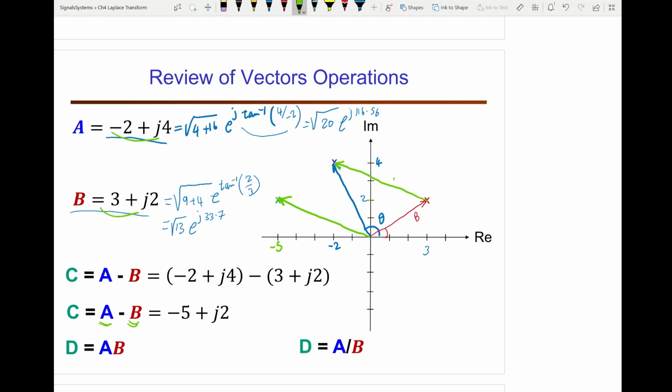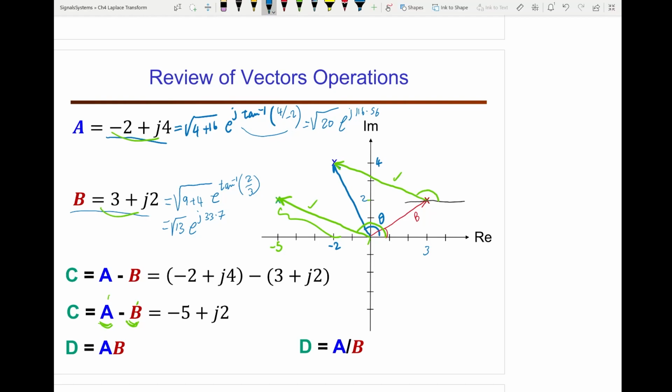And this vector is exactly the same as this vector. This one started at this point, this one started at this point, but they have the same length and the same angle. This is the angle here, and this is the angle. They are exactly the same. So whenever you have two vectors, A minus B, just connect the head of B to the head of A, and that will be the result.